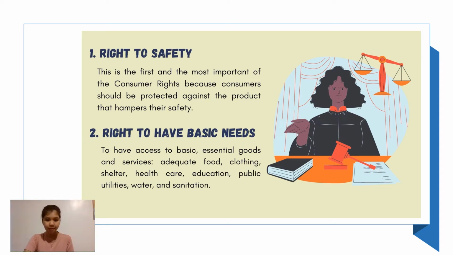Okay. So now that we are done with the characteristics of a consumer, let us now proceed to the rights of a consumer. So the consumer has the right to safety. This is the first and the most important of the consumer rights because consumers should be protected against products that hamper their safety. Next is the right to have basic needs, to have access to basic, essential goods and services: adequate food, clothing, shelter, healthcare, education, public utilities, water, and sanitation. These are the basic rights of a consumer.